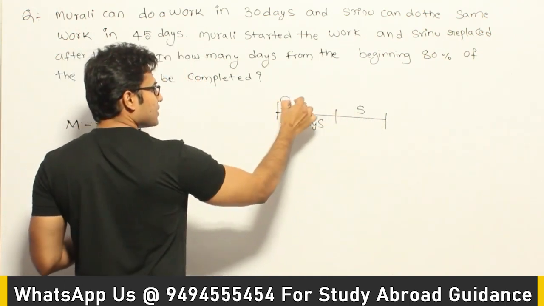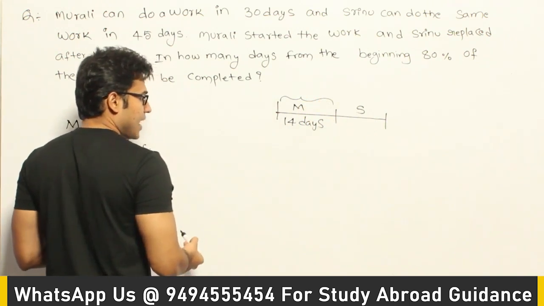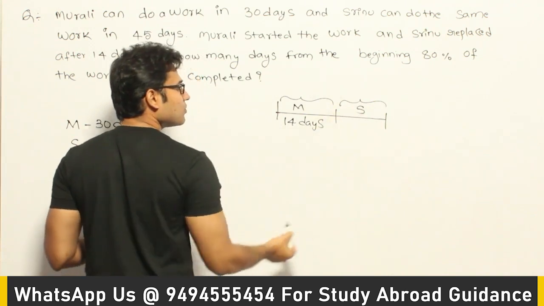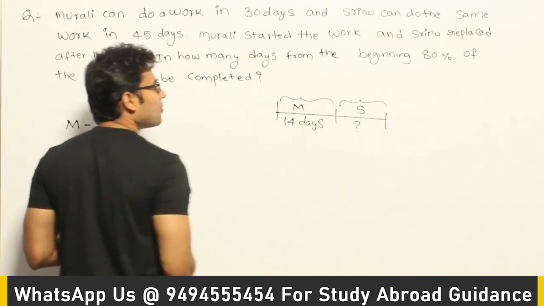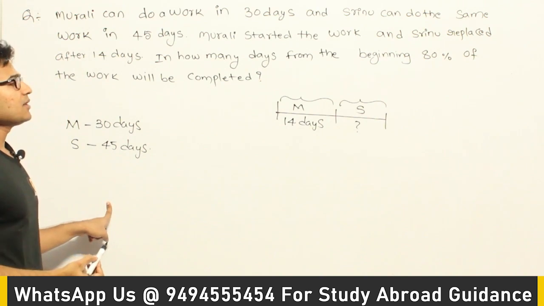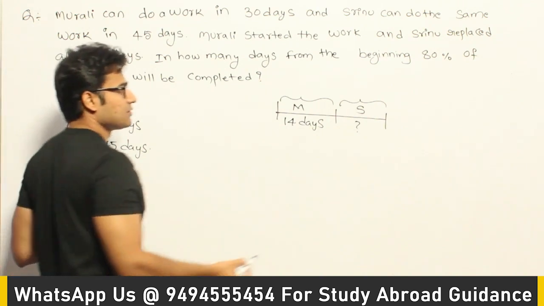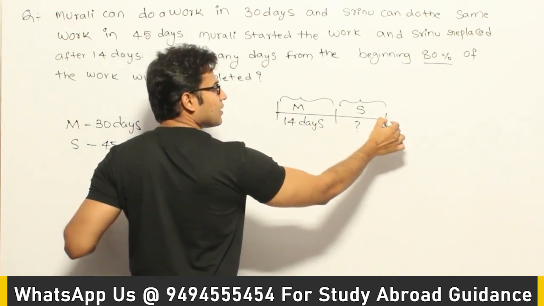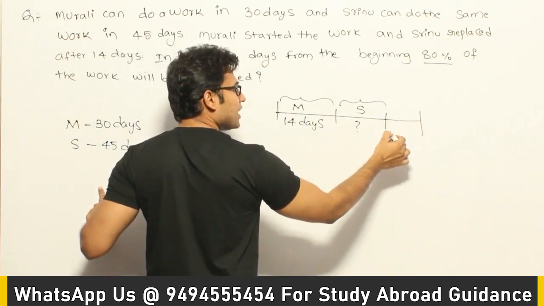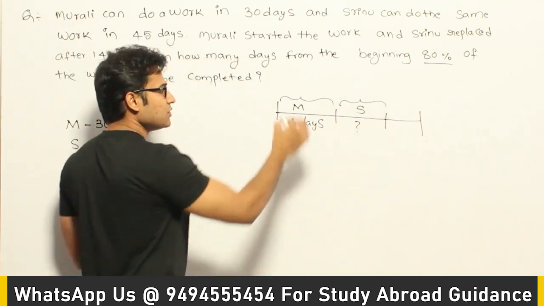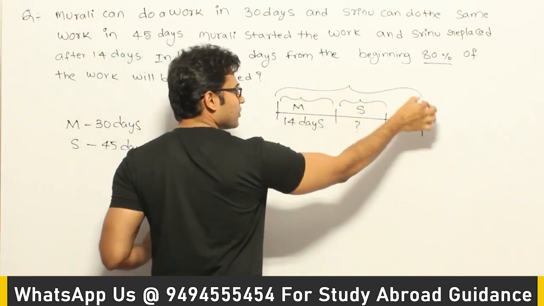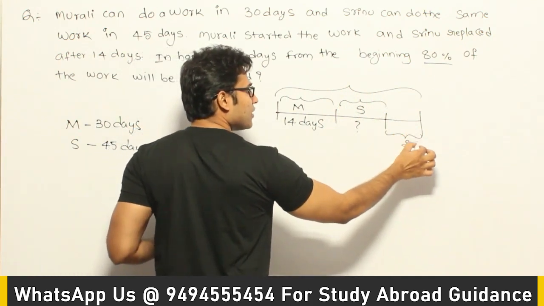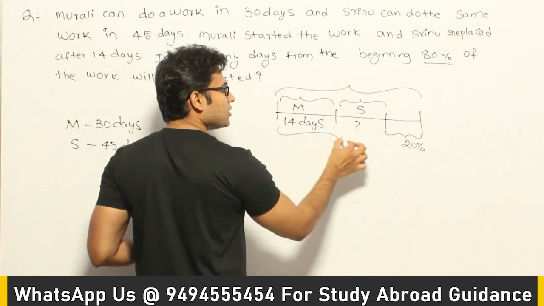Now find out the work that is done by Murli in this time, and then find out the remaining work, and that has to be completed by Srinu. Now we are supposed to find out how many days it takes, right? But then there is a small twist in the story. It is 80% of the work. So we need not go till the entire work, only 80% has to be done. If you assume that this is the total time required to complete the full work, you need not worry about the last 20% of the work. You have to worry only about the 80% of the work.